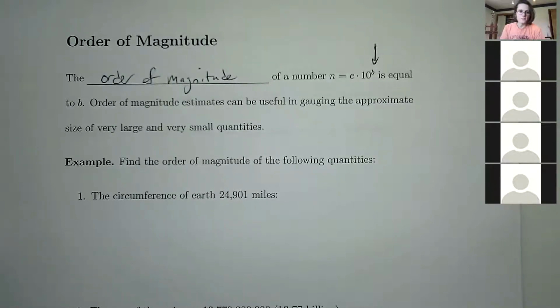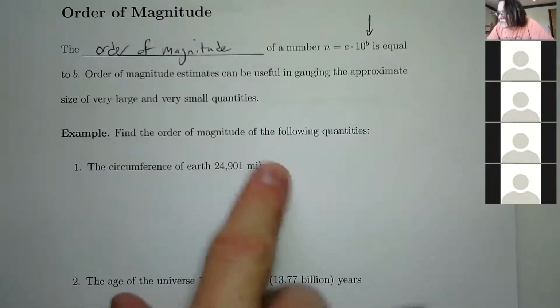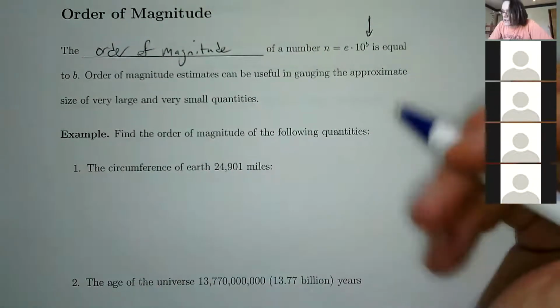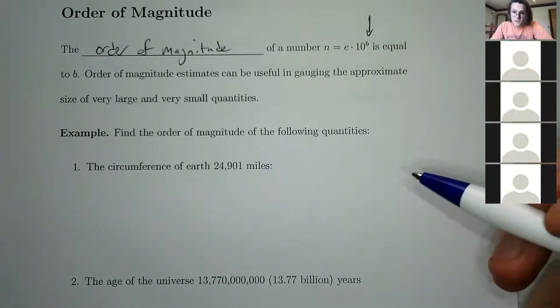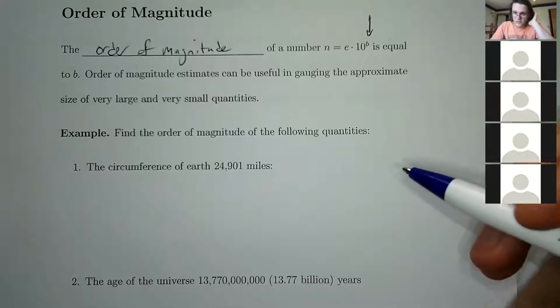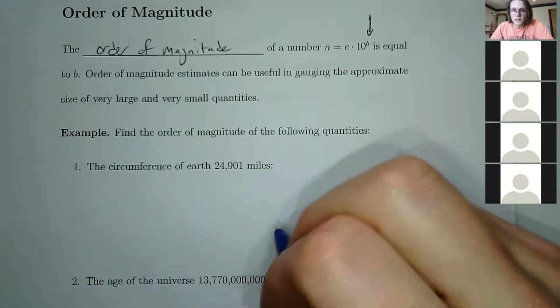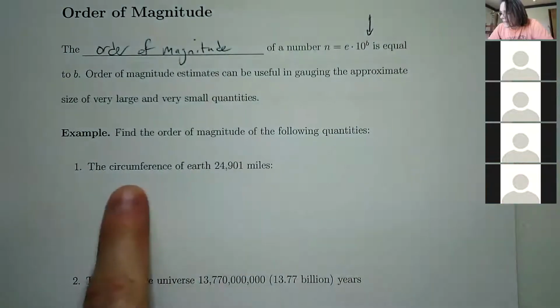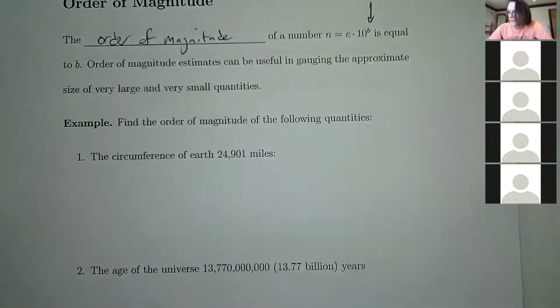And I have some examples on this page that show that. So this first one here, let's find the order of magnitude. I should note, to find the order of magnitude of a number, you first have to put it in scientific notation. And then once you're there, you're done. That's it. You just take that B number, that power of 10, and that's your order of magnitude. So here, the circumference of the Earth is 24,901 miles, which is amazing.